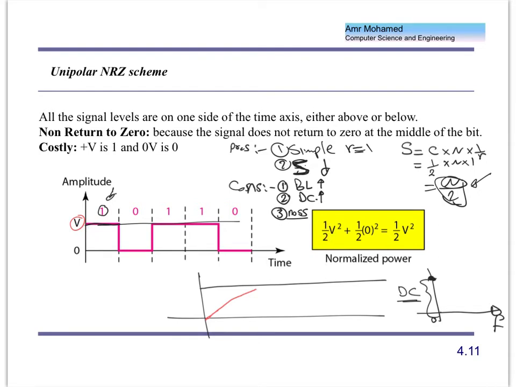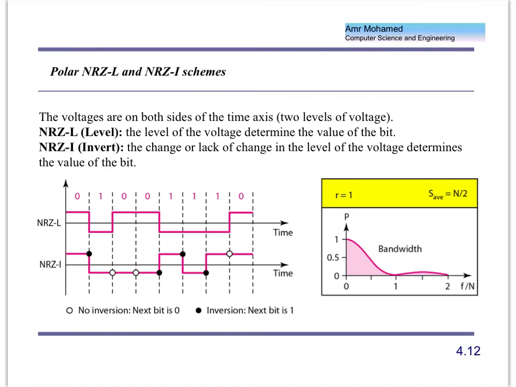If we assume that in general we have the same probability of having 1s as 0s, the probability of having 1 is half, and the probability of having 0 is half. So it's half times the voltage level of 1, which is V squared, and half multiplied by the voltage level of 0, which is 0. So the normalized power is half V squared. This is the power per bit, and it is relatively low because we use 0 voltage level to represent the 0. So this is the first line coding scheme we talk about in the category of unipolar, and this is the only one in the category of unipolar.